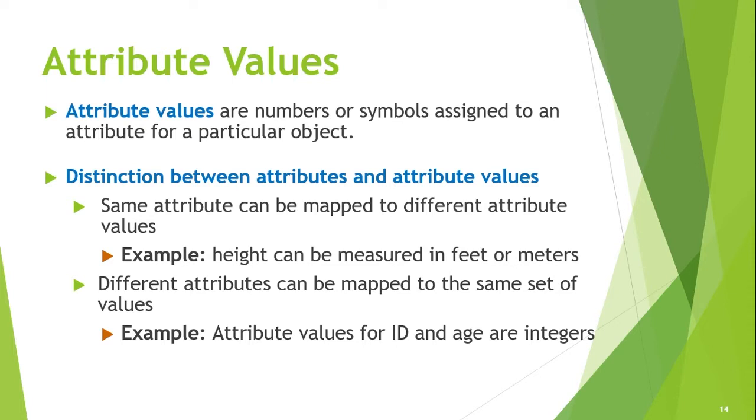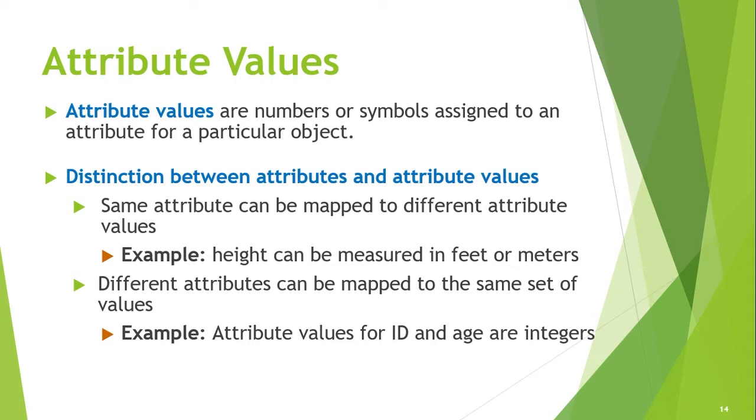Same attribute can be mapped to different attribute values. Example, height can be measured either in feet or in meters. Iisang attribute siya, pero pwedeng iba-ibang attribute values. Pwedeng in feet, pwedeng in meters. So, halimbawa, kung 3 feet siya, 1 meter. So, magkaiba, di ba? Magkaiba yung kanilang attribute values, pero pareho lang yung attribute na pinatutungkulan.